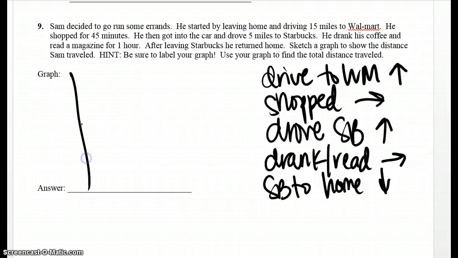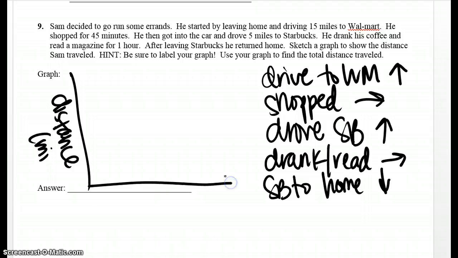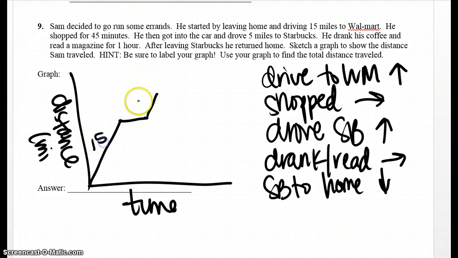So you know that this axis is going to be the distance in miles, and this axis is going to be time. Okay, so driving to Walmart, that would be that. Then he shopped for 45 minutes. 5 miles to Starbucks. Make sure this looks like 15 and that looks like 5. So this part right here should be 3 times as long as this part, approximately. Okay, then he drank and read for an hour, and then he drove home.